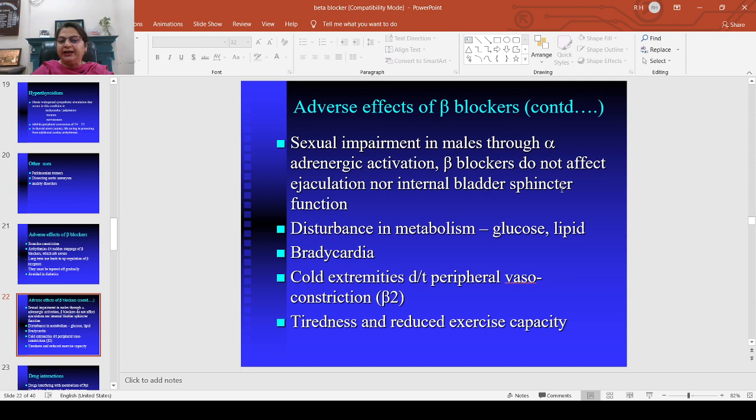They cause bradycardia. We have studied the pharmacological action that it decreases the heart rate. Cold extremities can occur due to the peripheral vasoconstriction, which is beta 2 receptor action. Tiredness and reduced exercise capacity can also occur.